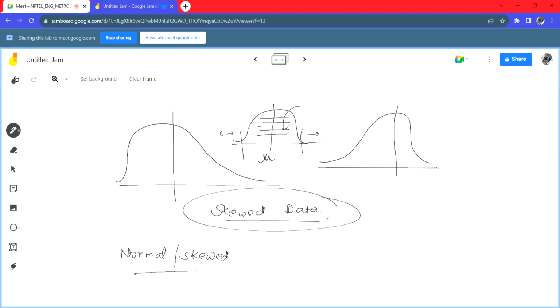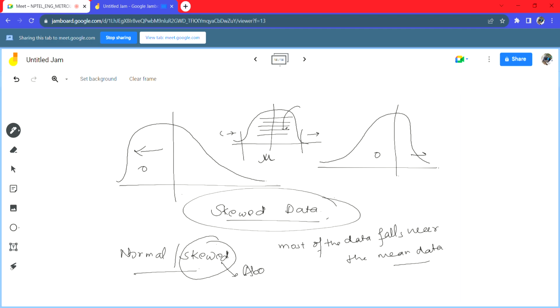What does this interpret? Most of the data falls near the mean data. But what would happen in this case, or in this case? The data is shifted to the left and here the data is shifted to the right. So they are skewed about a point other than the mean of the data.